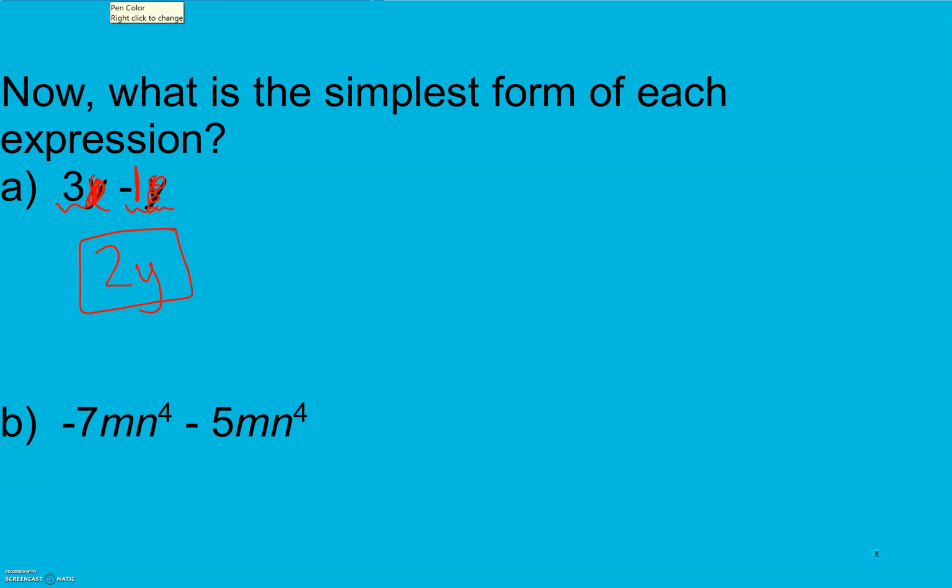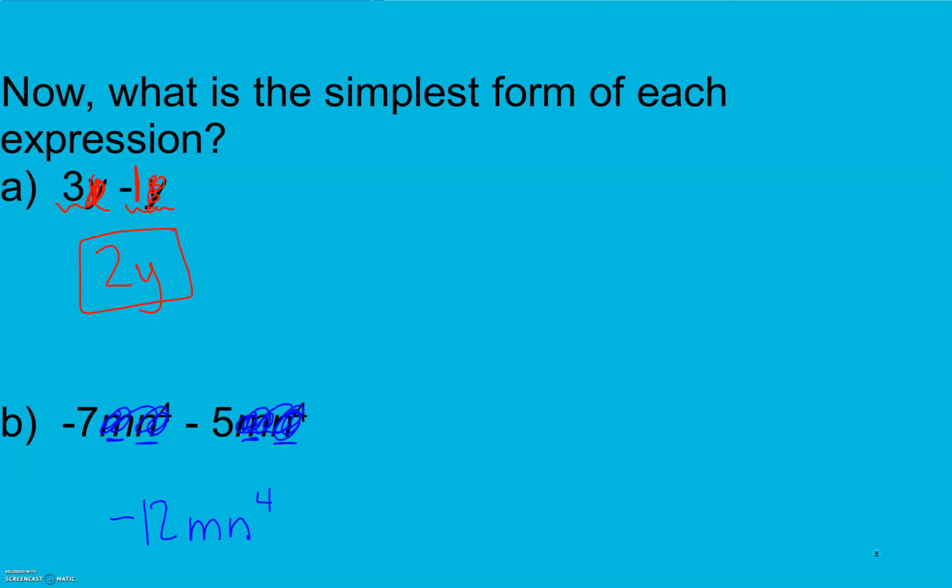Let's check in B and see if our variables are exactly the same. Here I have m to the first power, n to the fourth power. And they are exactly the same. So I'm going to keep that variable exactly as how it was written. And now I don't worry about it anymore. I know both of these things that I'm combining are mn to the fourths. So I have my labeled part there, my variable part. And I can take negative 7 minus 5, which is going to give me negative 12.